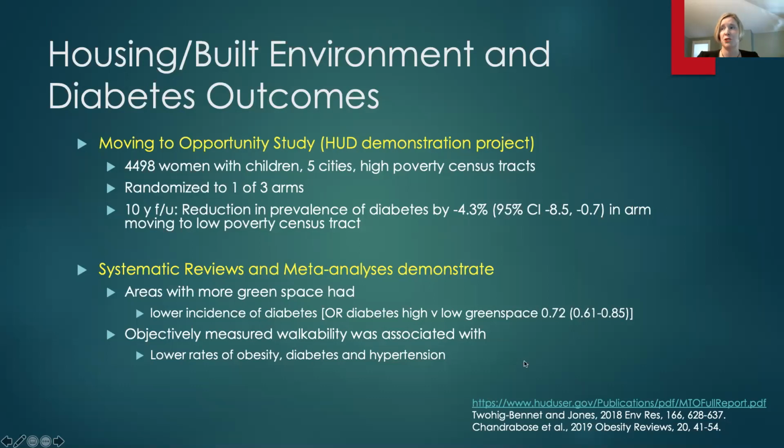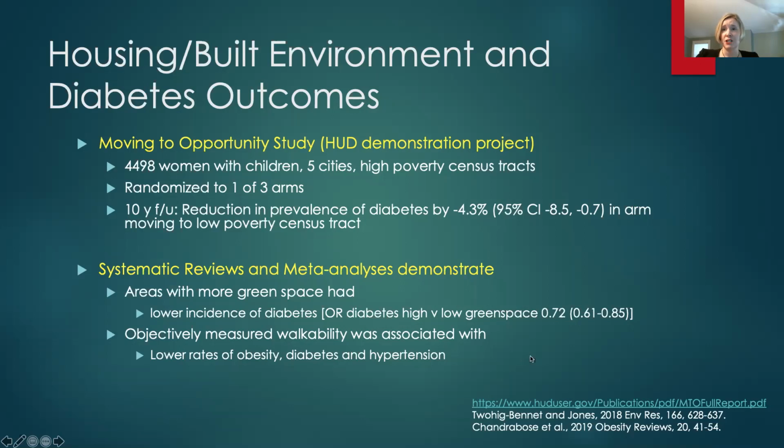However, the Moving to Opportunity study demonstrates the impact of housing and neighborhood on diabetes. This study randomized almost 4,500 women with children living in 5 cities in high poverty census tracts to one of 3 arms in the mid-1990s. The first arm received Section 8 vouchers usable in low poverty areas with additional counseling and assistance. The next group received unrestricted Section 8 vouchers with usual assistance, and the control group received no vouchers and usual assistance.